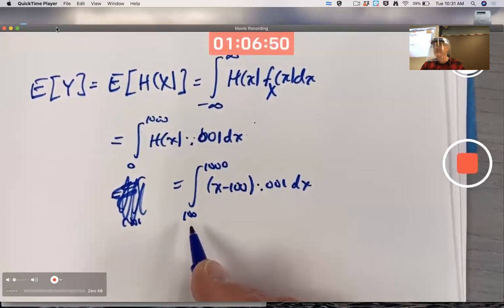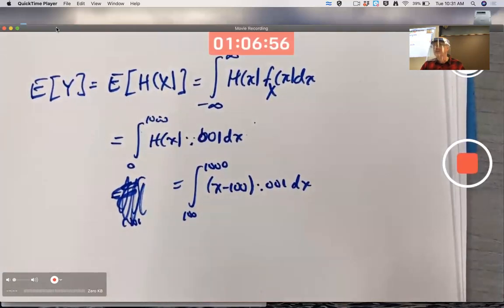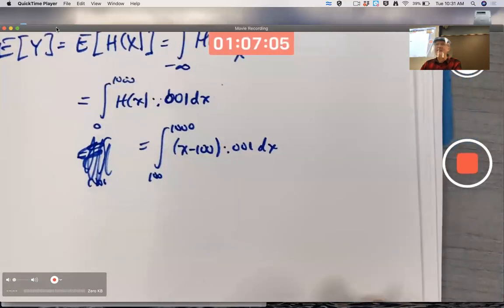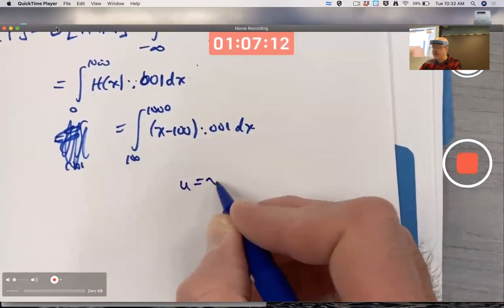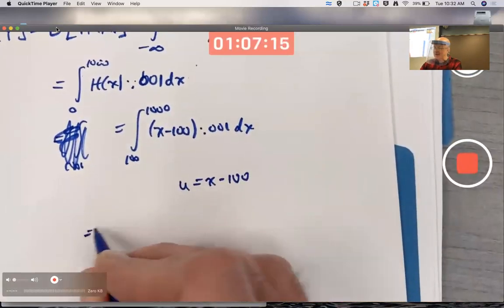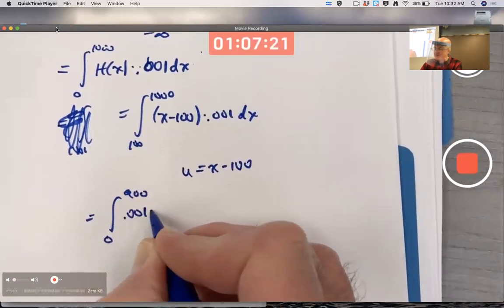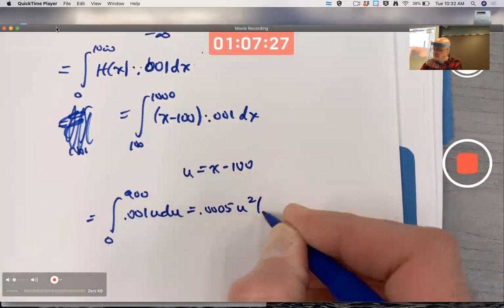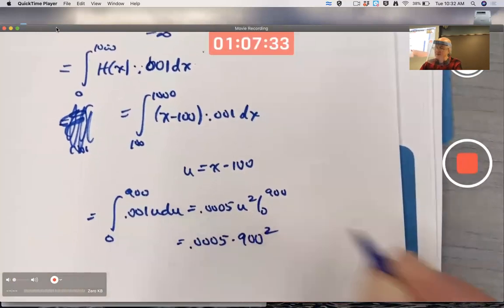Does that make sense? I mean, I could have written an integral from 0 to 100, but it would have been 0. And you don't have to do this, but it might be a little easier conceptually if you do a substitution, u or w or whatever you want to be x minus 100, because then you can change the limits of integration to be 0 to 900. I didn't have to do that. In the end, you're going to get 0.0005 times 900 squared for the mean.